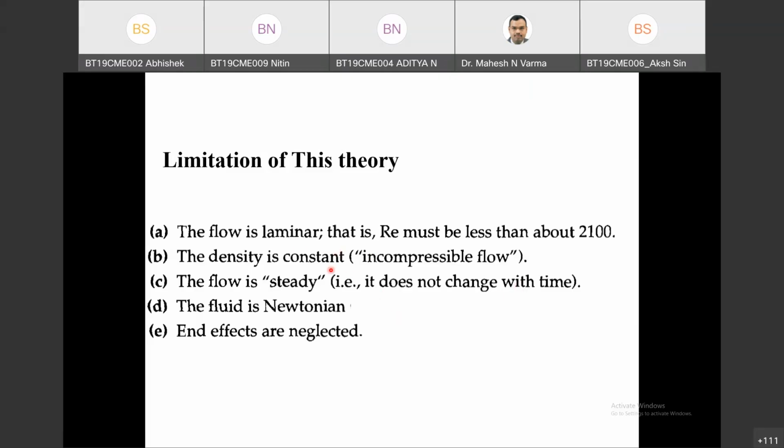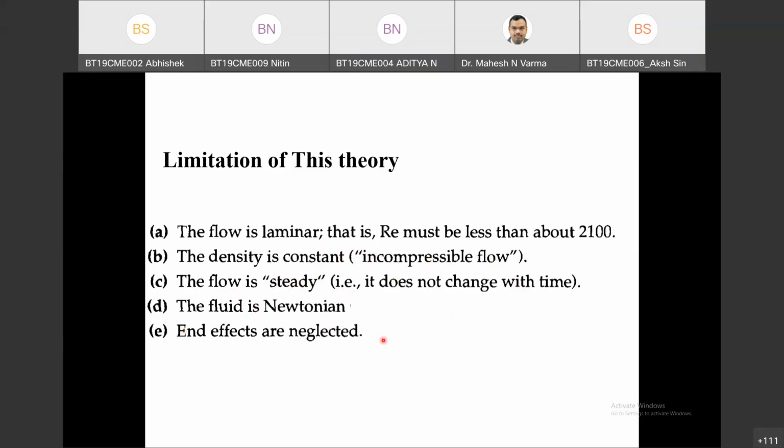We are using a constant density system and continuous flow, so this is true for incompressible flow. Steady state, we are not considering any accumulation, hence it is true for steady state flow. We are using Newton's law of viscosity, hence it is true for Newtonian fluids, and end effects are neglected.